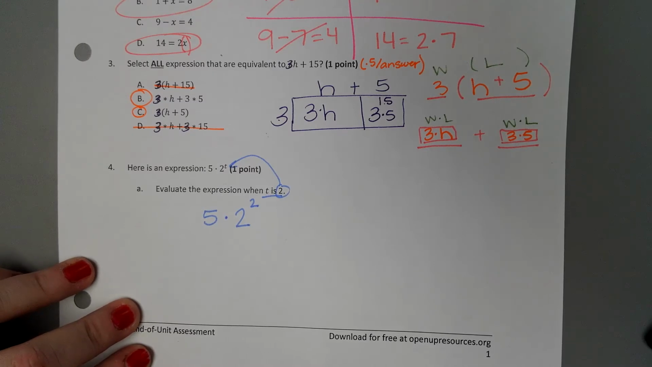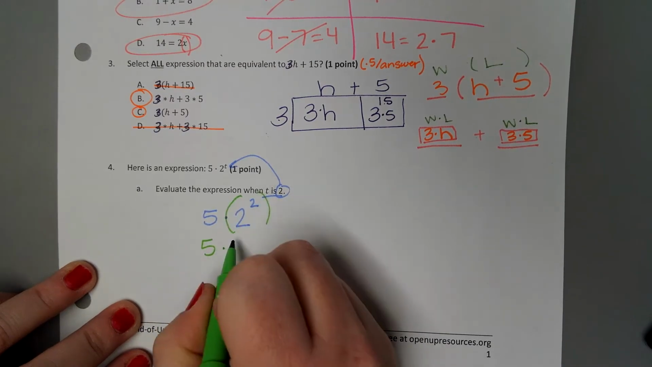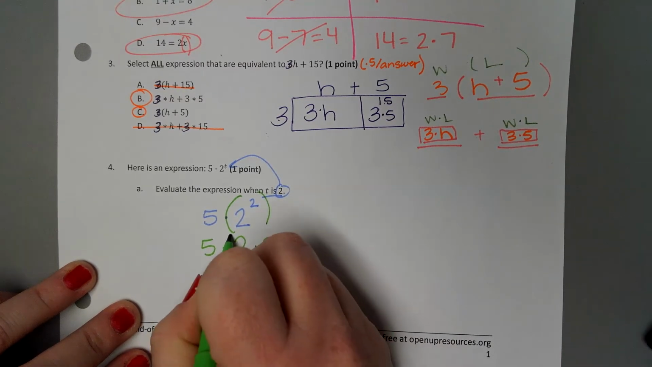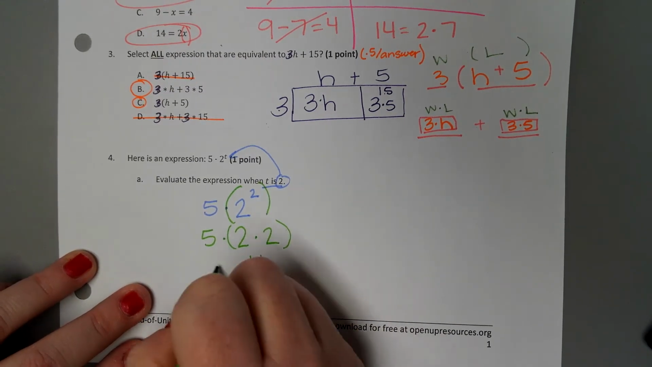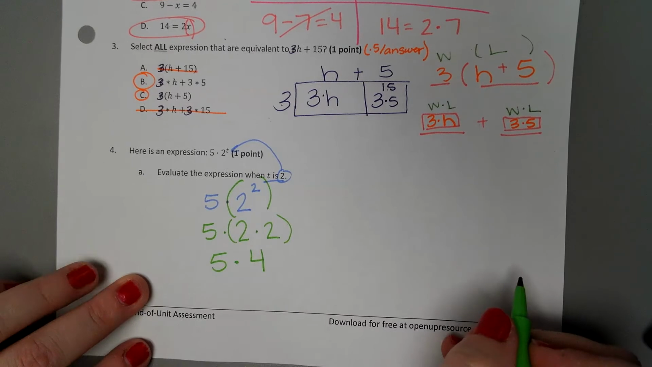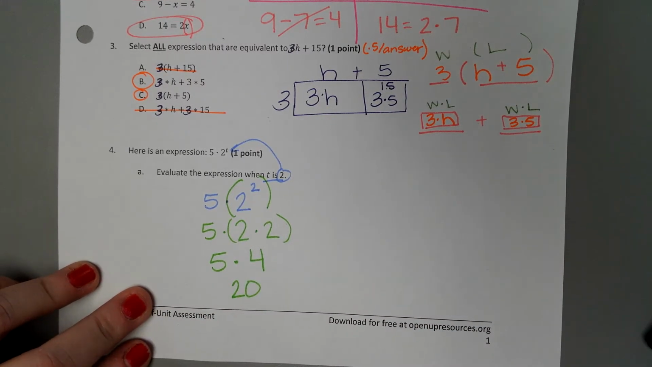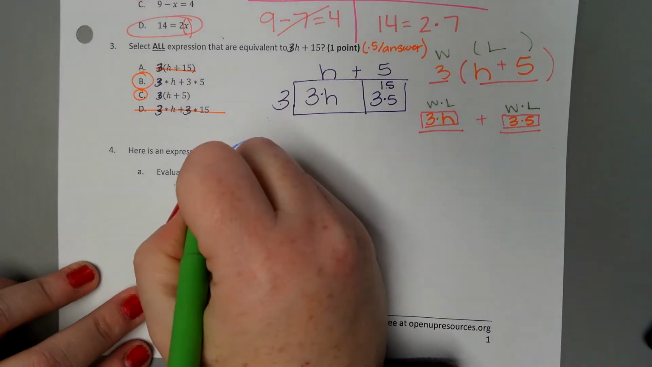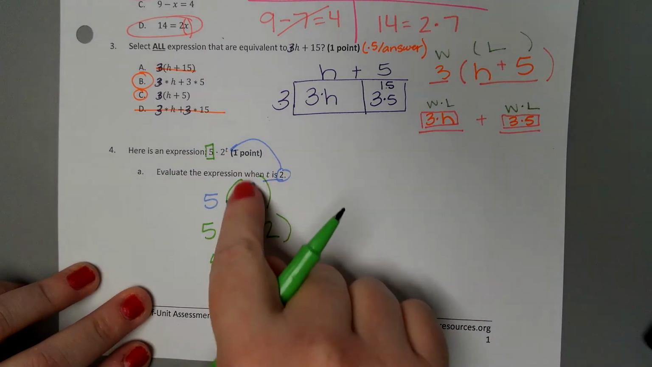So that means we're going to have 5 times, and then this is 2 times 2. Well, what is 2 times 2? 2 times 2 is 4. So now I have 5 times 4, and 5 times 4 is 20. On your test, your problem will be just like this. This number will change, but this part stays the same.